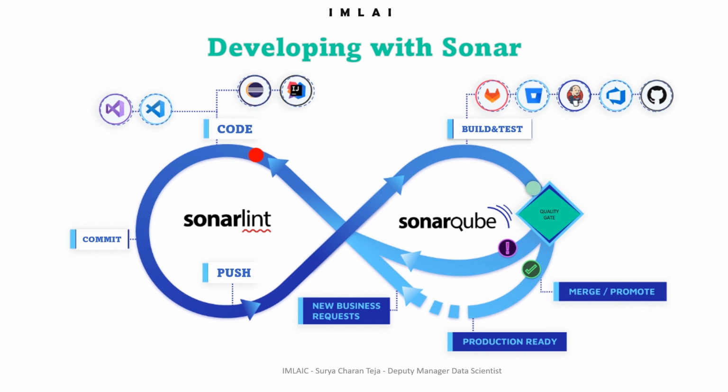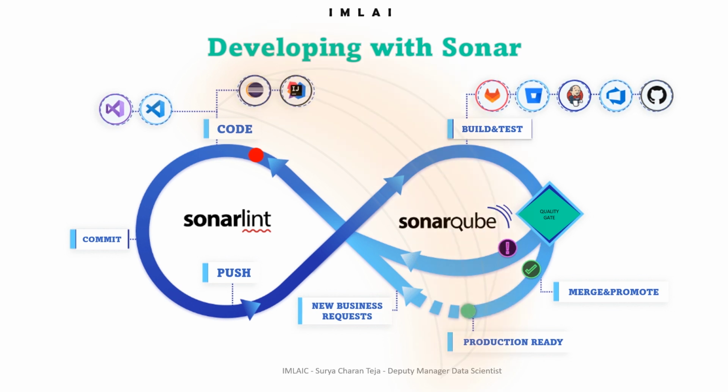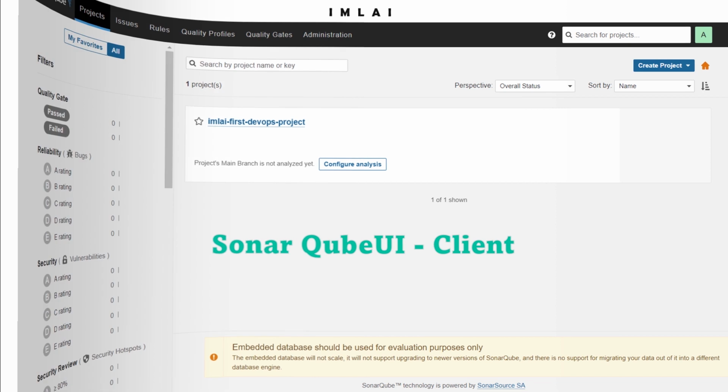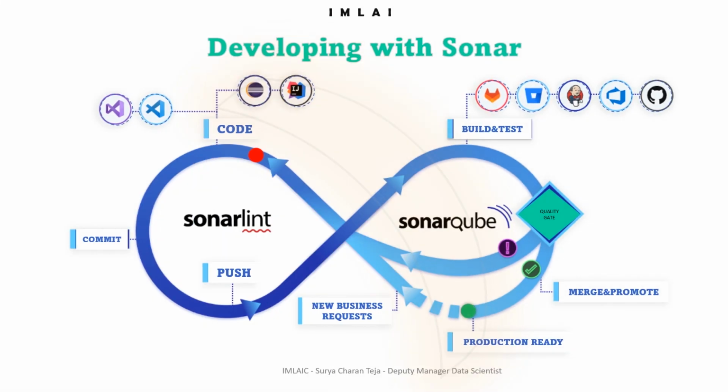And another case, if the quality gate is passed, the symbolism will be in green, so then it will be merged and promoted to the higher stage. Once it is ready, then it will be packaged and moved to the production server. Hence it is production ready. So now it will be accessed by the users.